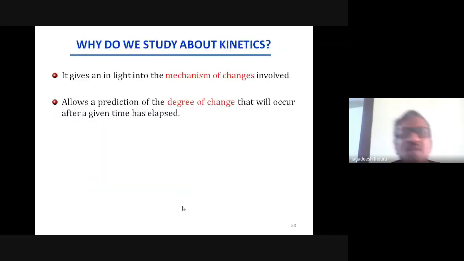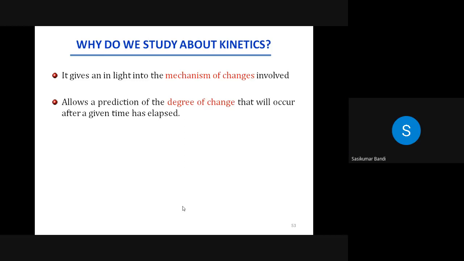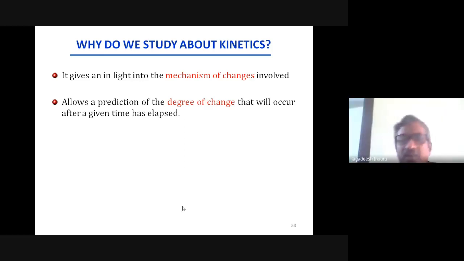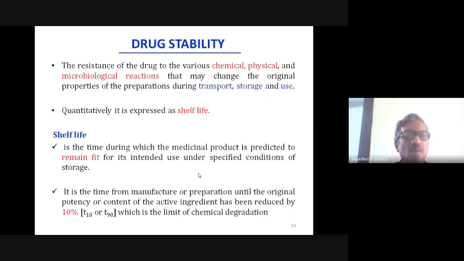Most of the time, why do we study kinetics? Because it sheds light on the mechanism of the changes. What is the mechanism, if it is getting affected? And it also allows the prediction of the degree of change that will occur after a given time has elapsed, so that we can estimate shelf life.